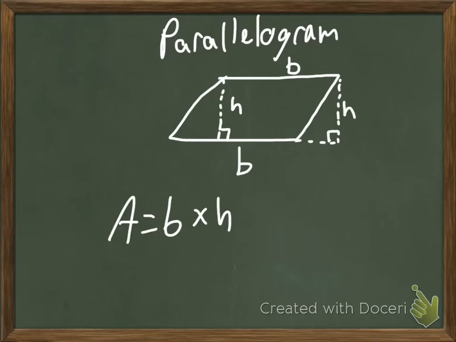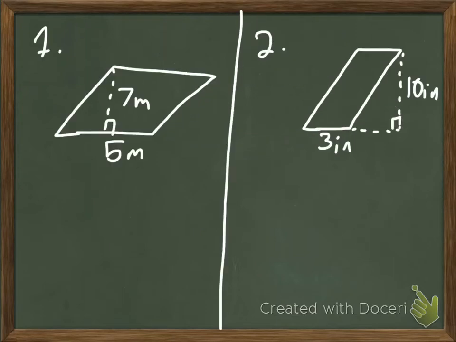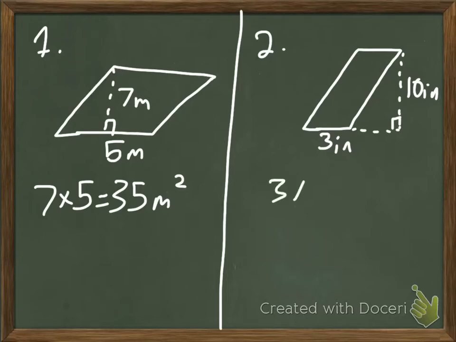So let's do a couple examples. I want you to pause the video and in your group find the area of these two parallelograms. Alright, number 1, we just do 7 times 5, base times height, and we get 35 meters squared. Number 2, we do 3 times 10, and we get 30 inches squared.